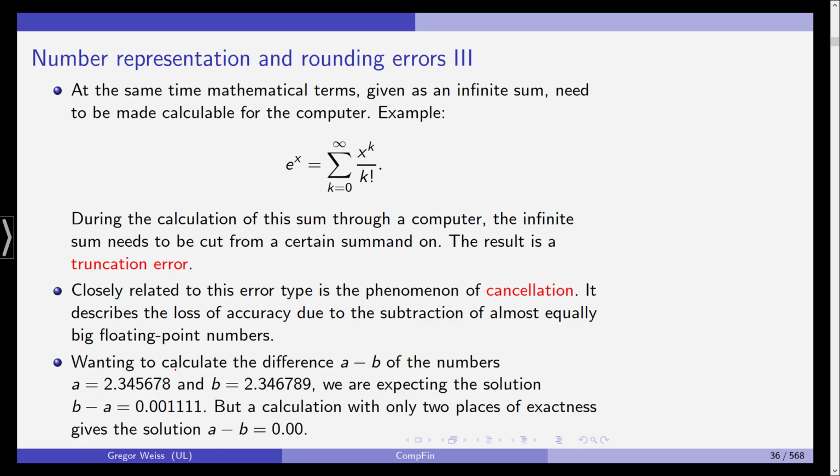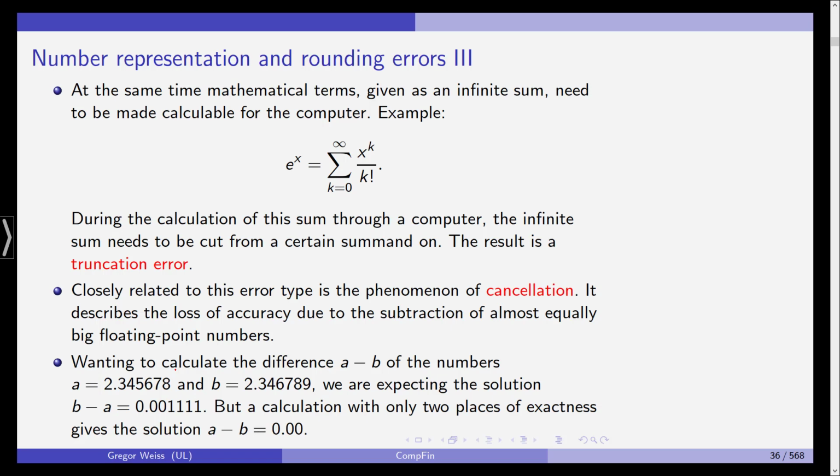And to calculate the exponential function, even on your calculator, you will have a truncation error. At some point you will need to cut off the last parts of this infinite sum, and then you will have a cutoff or truncation error. And closely related to this error is the phenomenon of cancellation. In German it's called Auslöschung. It describes the loss of accuracy due to the subtraction of almost equally big floating point numbers.